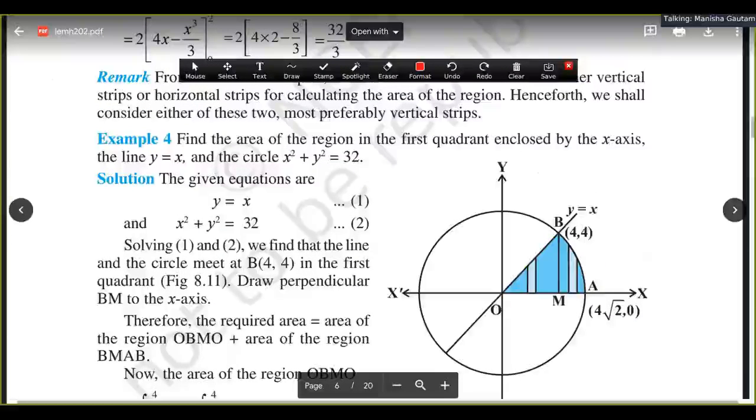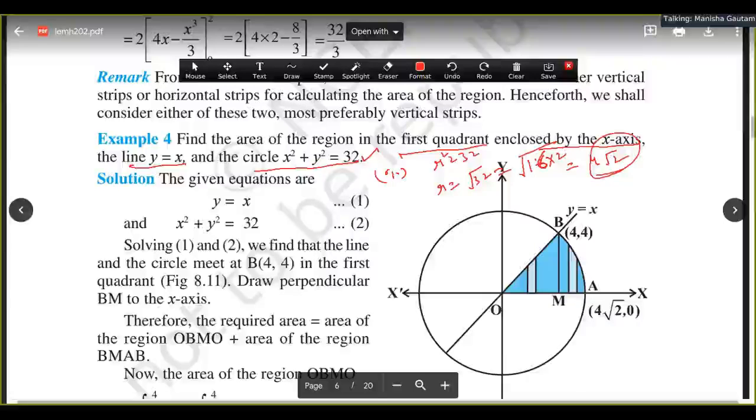Line and a circle. Find the area of the region in the first quadrant enclosed by the x-axis, the line y is equal to x, and the circle. Now you have to plot the graph. The circle has center 0, 0 and r squared is 32, so r will be root 32, or 16 into 2, that is 4 into 2. It means the radius is equal to 4 root 2. This is the radius of the circle.